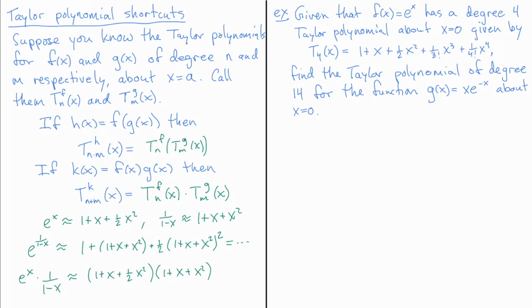Okay, so with that in mind, let's try this example. So suppose we know that e to the x has a Taylor polynomial of degree 4, given by this expression here. Let's calculate the Taylor polynomial for x e to the minus x, about x equals 0.